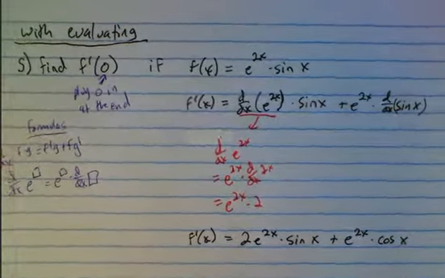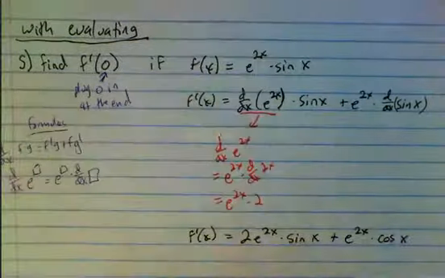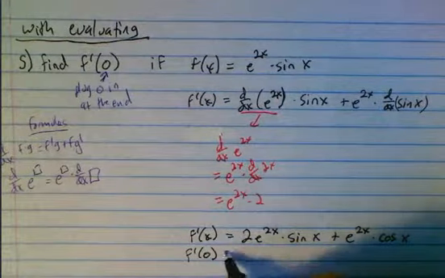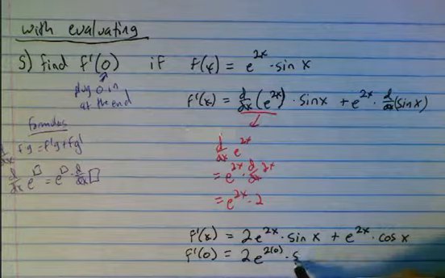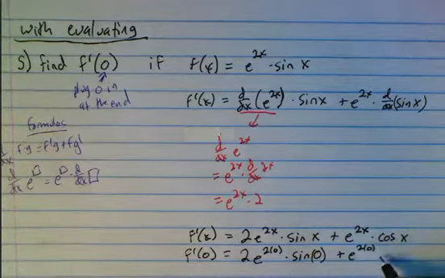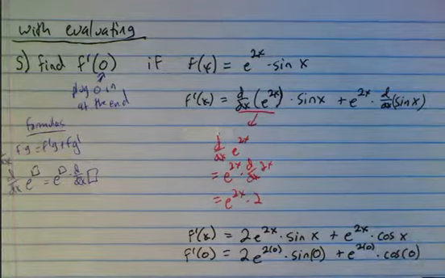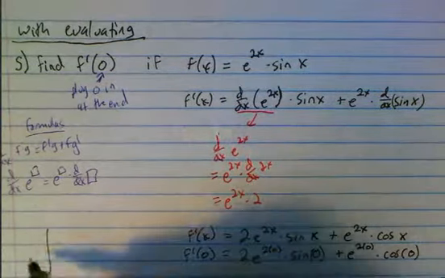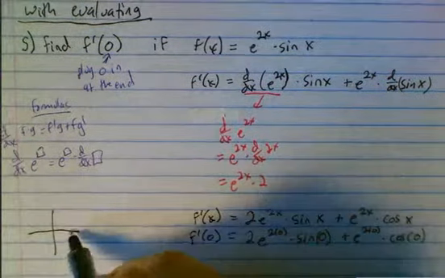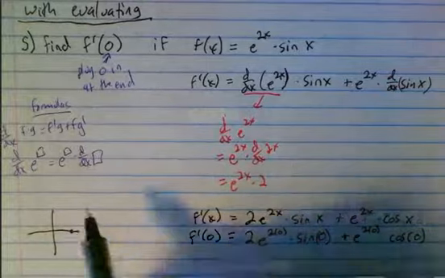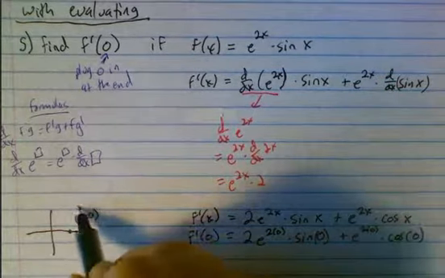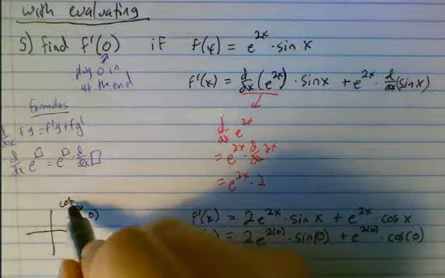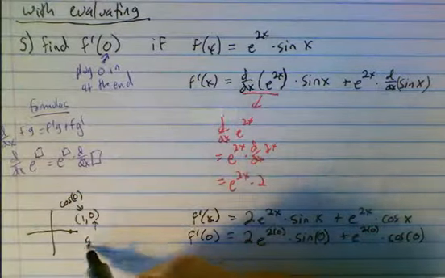Now, notice up here this says f prime of 0, so that means to find f prime of 0, we need to plug 0 in. e to the 2 times 0 times the sine of 0 plus e to the 2 times 0 times the cosine of 0. Now, for evaluating trigonometric functions, 0 is right there. It's at the point 1 comma 0. x is the cosine, y is the sine.